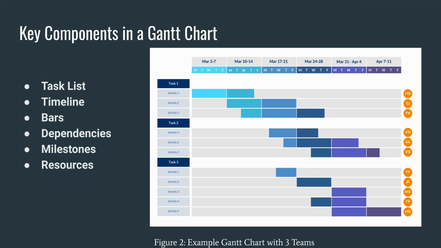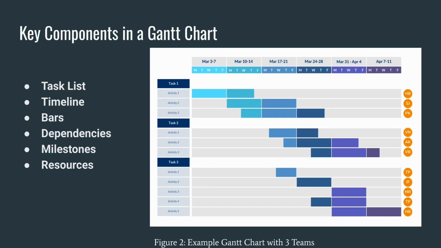The timeline, represented along the horizontal axis, displays the project's duration in units of time, such as weeks, days, or months. Each task is visualized as a horizontal bar on the chart, with its length indicating its duration and its position on the timeline showing when it starts and ends.